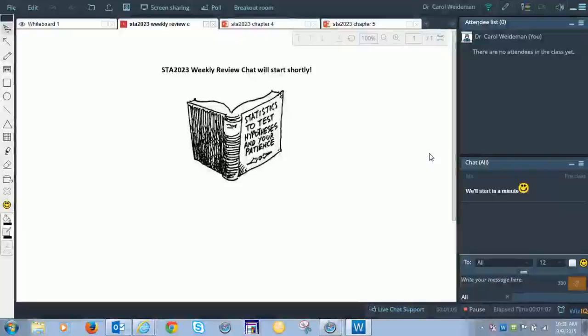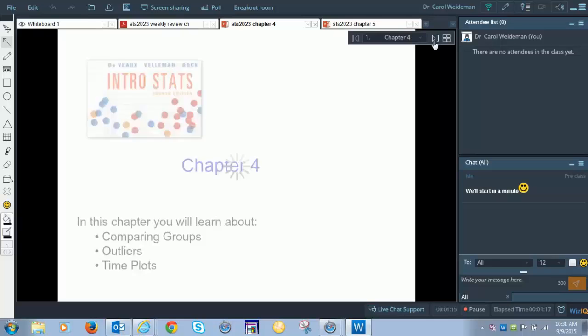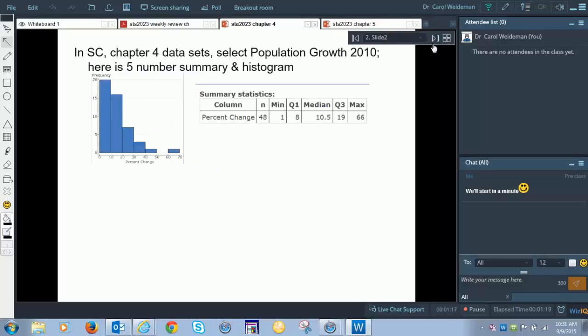This week we're going to go over chapters 4 and 5. In chapter 4, you're going to learn about comparing groups, outliers, and time plots. So let's take a look. I've worked on this problem already. We're going to go into StatCrunch in a minute, but let's just take a look.